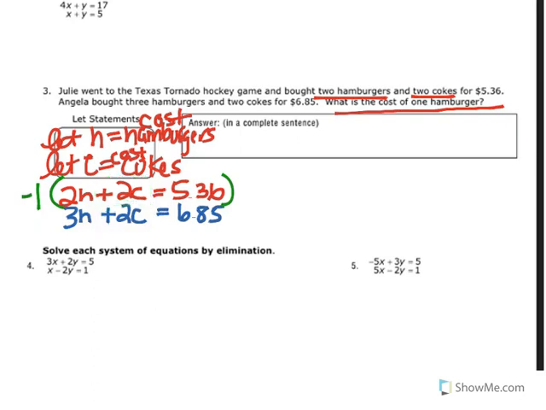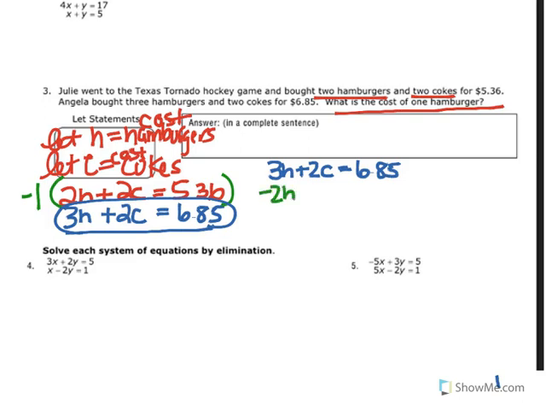So to start this off, I'm going to take this equation and put it on top, 3H plus 2C equals 6.85. And now the one that I'm multiplying by -1, I get minus 2H minus 2C equals -5.36. Now, let's combine those 2 equations, and we end up with H, these cancel out, is equal to $1.49.